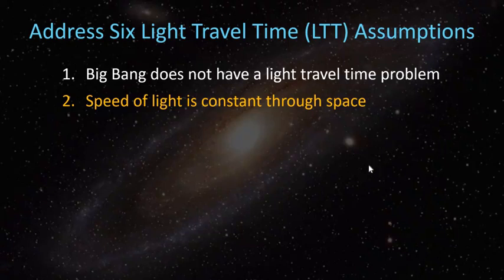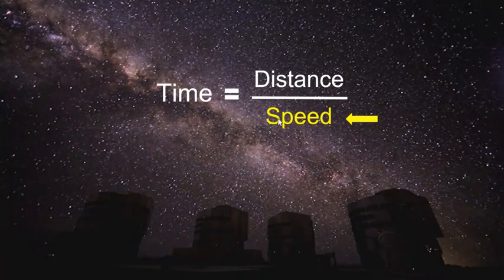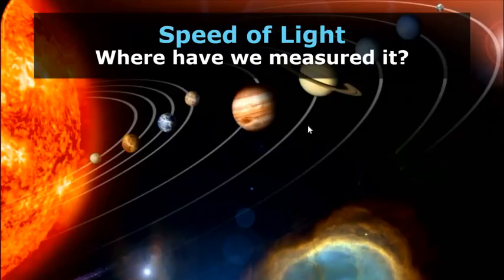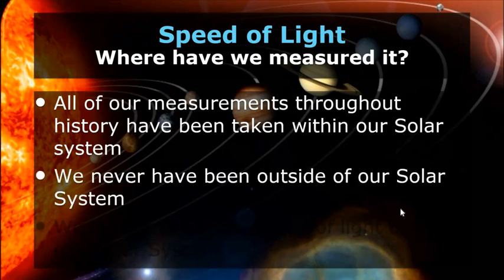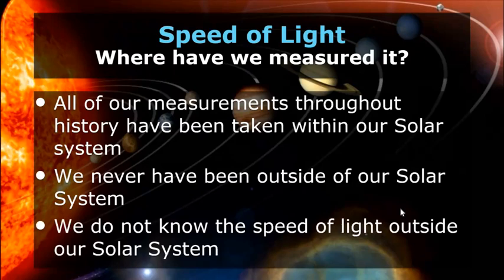The next, number two, light travel time assumption. The speed of light is constant through space. For our formula, we're going to look at the speed part. The question: the speed of light, where have we measured it? Well, all of our measurements throughout history have been taken within our solar system. We never have been outside of our solar system, and we don't know the speed of light outside of the solar system.